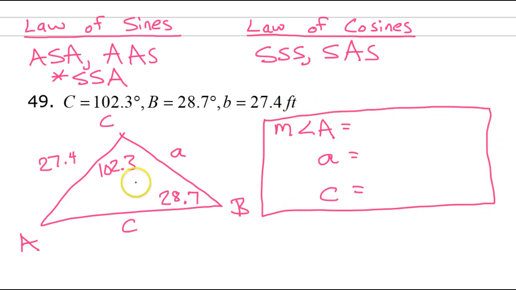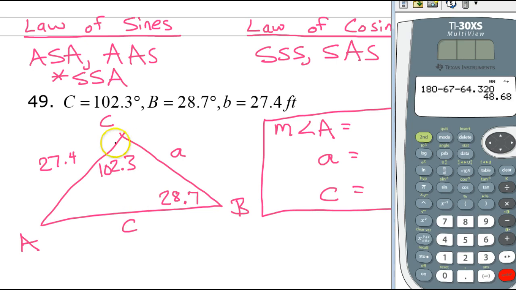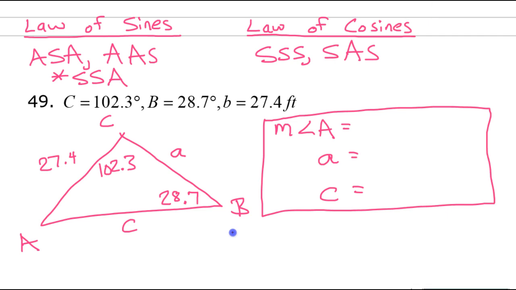The measure of angle A is easy because we are given 2 out of 3 angles, so all we have to do is subtract from 180. So 180 minus 102.3 minus 28.7. 49, wow, exactly 49.